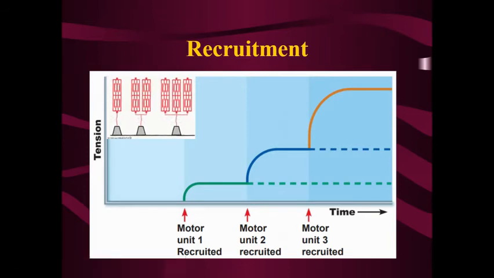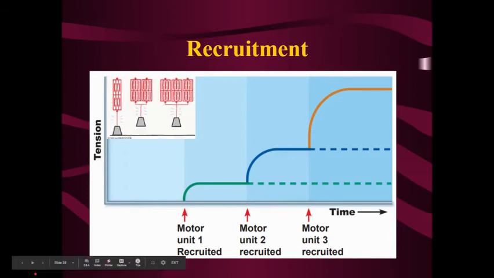And here is an example of recruitment. How with one unit recruited, we have a weaker contraction. If we recruit 2 units, we're going to have a stronger contraction. And 3 units, we're going to have an even stronger, faster contraction. And you can see that both by the graph as well as the animation in the upper left corner.